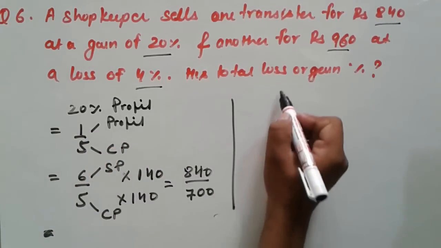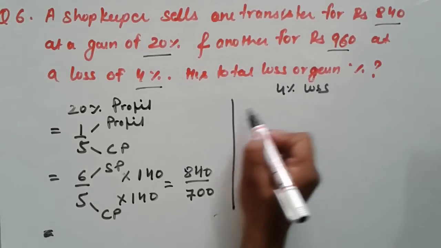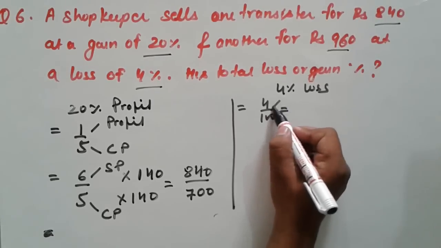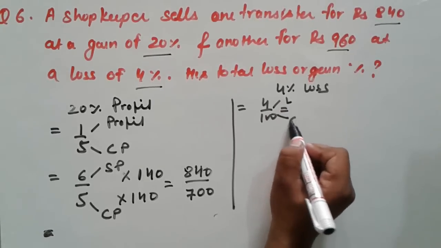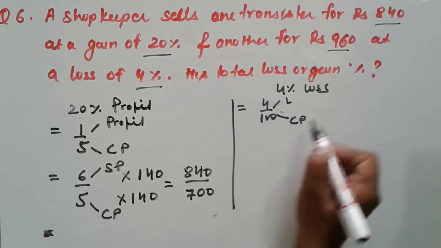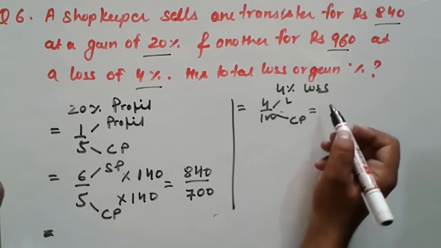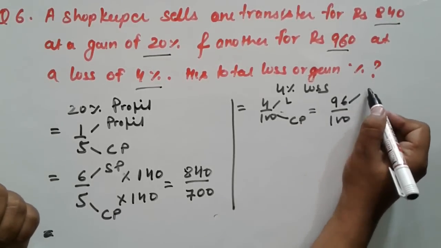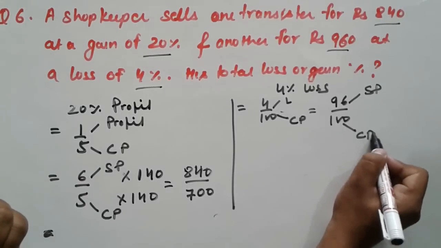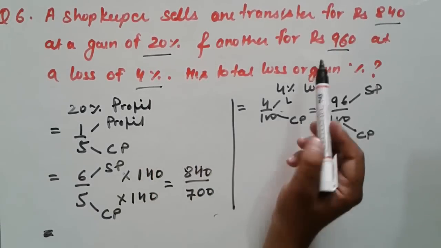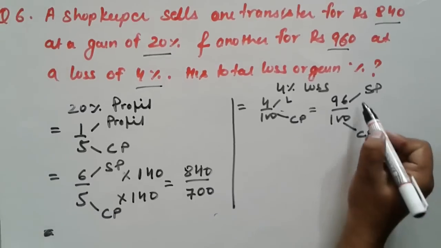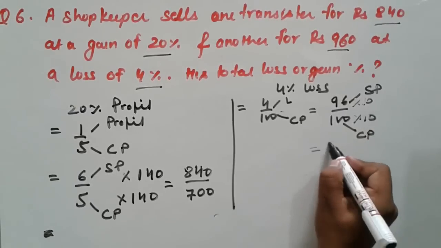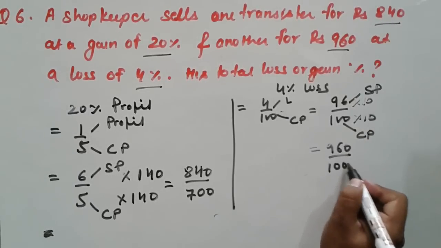Okay, now we can calculate for the 4% loss. So in ratio it is 4 by 100, where the numerator represents loss and the denominator represents cost price. Okay, so we can convert this into a selling price by cost price ratio: 100 minus 4, 96 by 100. 96 represents selling price and 100 represents cost price. But when there is a loss of 4%, our selling price is 960. So multiply numerator and denominator by 10. It will become 960 by 1000.